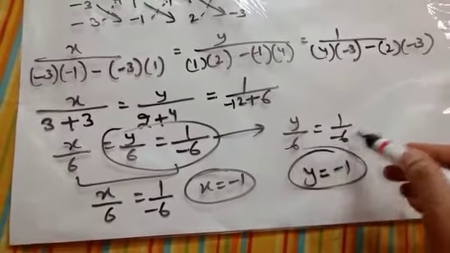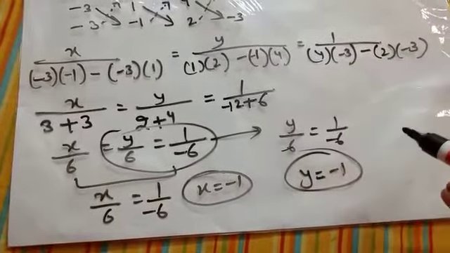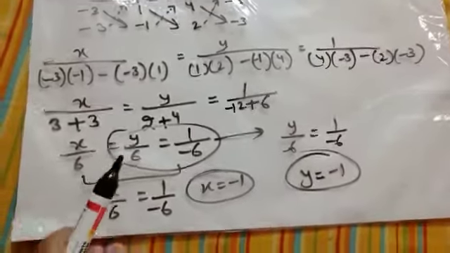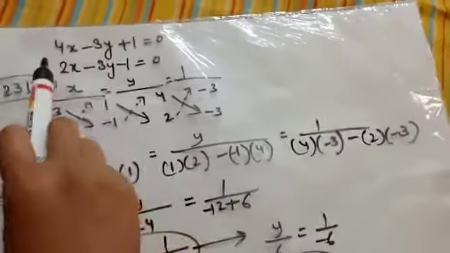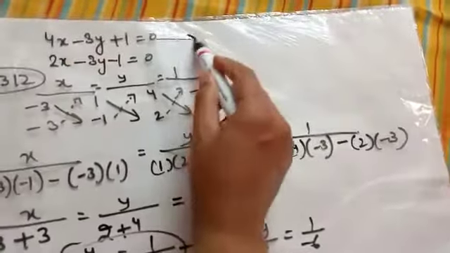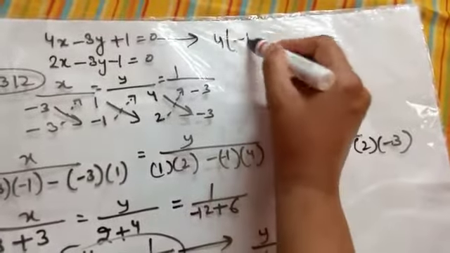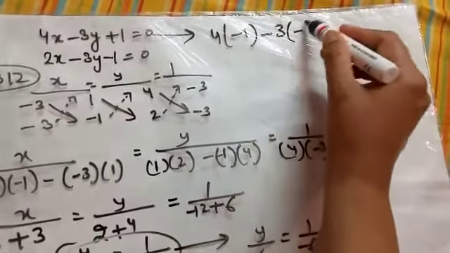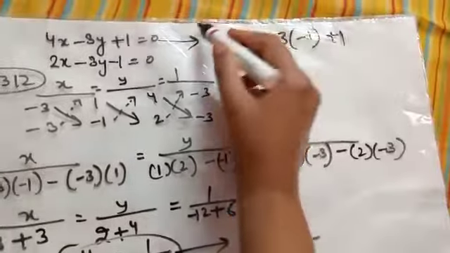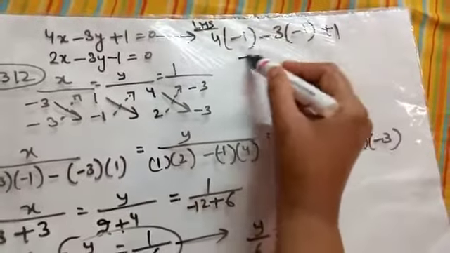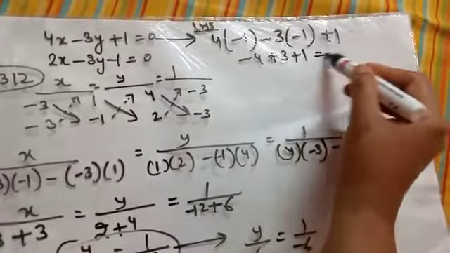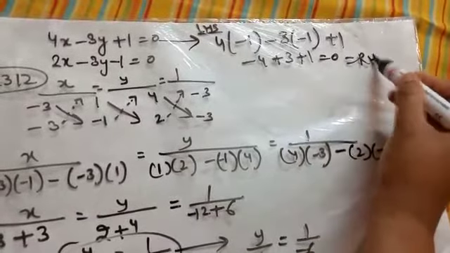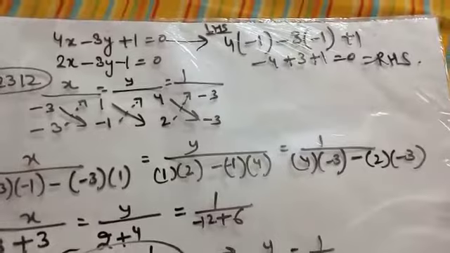Because if we cancel this, 1 upon minus 1 will come. So y's value is minus 1. So x is also minus 1 and y is also minus 1. Let us check by putting it back into the equation. 4 into minus 1 minus 3 into minus 1 plus 1. This is your LHS. So minus 4 plus 3 plus 1. What will the answer be? 0, which is equal to RHS. Hence my answer is verified.